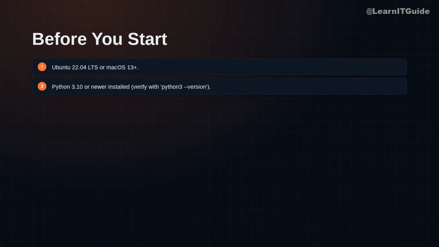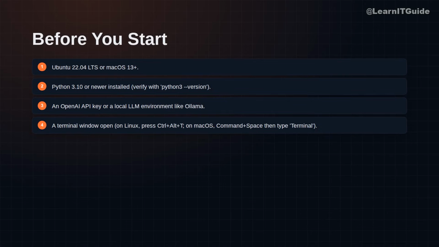Before we get into the code, here are the prerequisites. You need a modern Linux or macOS environment with Python installed. Verify your installation by running the command shown on screen. You will also need an OpenAI API key or a local LLM instance. Make sure your terminal is ready to go, because we are going to look at the exact code that makes this exploit possible. Take a moment to review each point shown on screen.